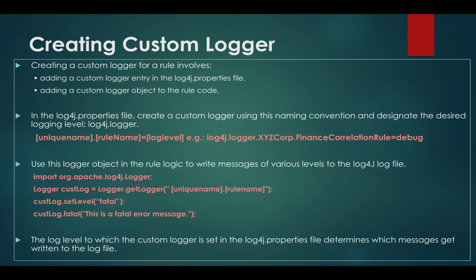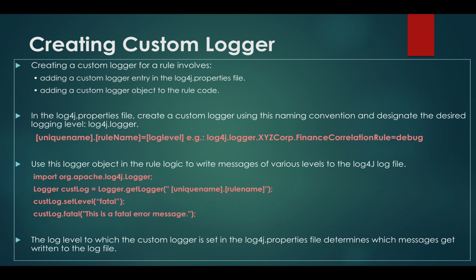We can also create custom loggers. By that I mean we have to create a log object, and by using that log object we can put the information in the log4j.properties file. Once we create a custom logger, we have to follow a certain naming convention, and we have to designate the desired logging level as well. Generally, whenever you want to create a custom logger, there are two activities you have to perform. One is adding a custom logger entry into the log4j.properties file, and another is, once the custom logger is entered into the log4j.properties file, you can use the custom logger object in your rule for coding.